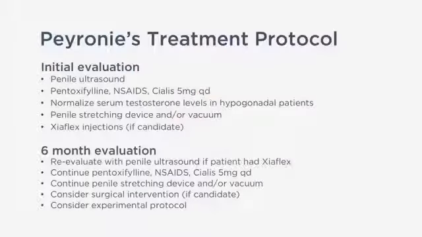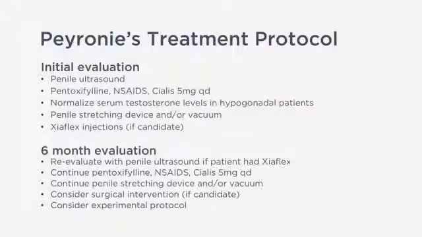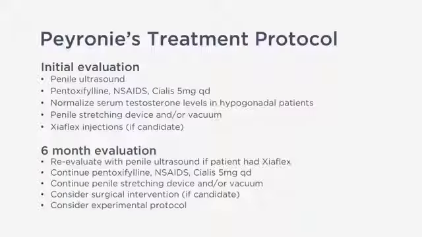When patients present with Peyronie's disease to my office, I have a protocol. The initial evaluation involves a penile ultrasound, as I mentioned earlier, to assess the curve, penile plaque, and penile blood flow. We do start certain medications, pentoxifylline, which is off-label use. There may be some case reports demonstrating benefit. We do use anti-inflammatories, and we do use daily Cialis. We do check patients' serum testosterone levels.